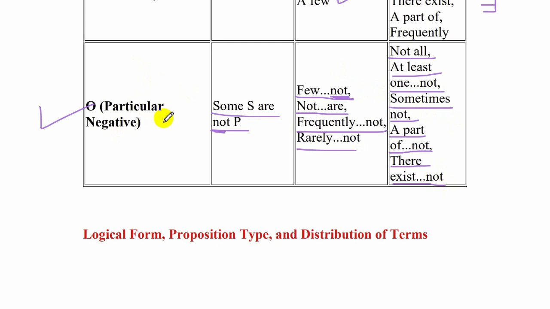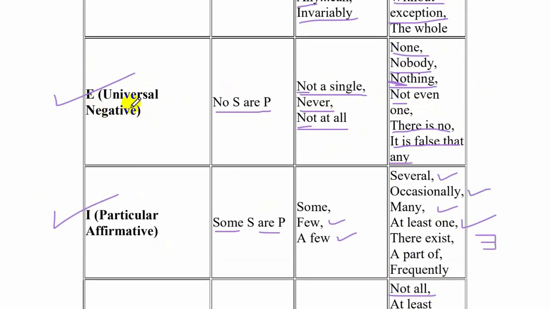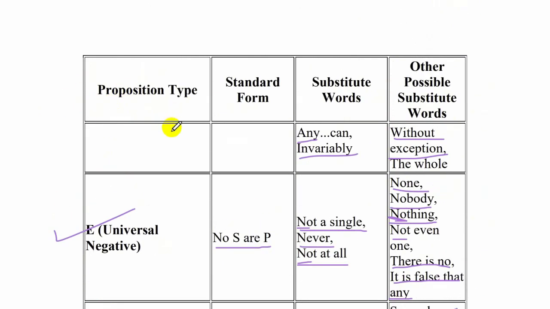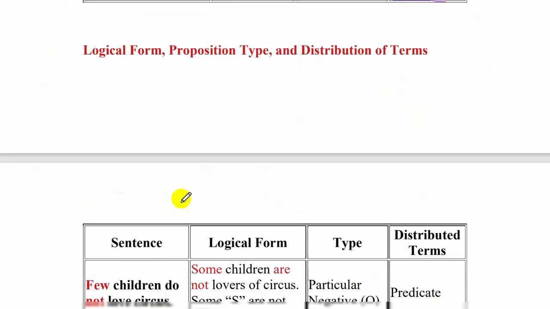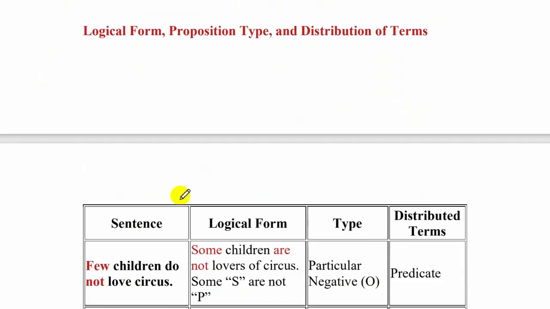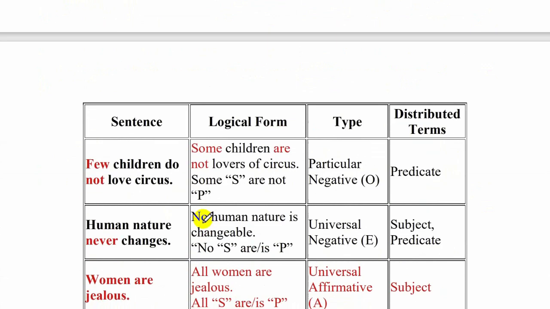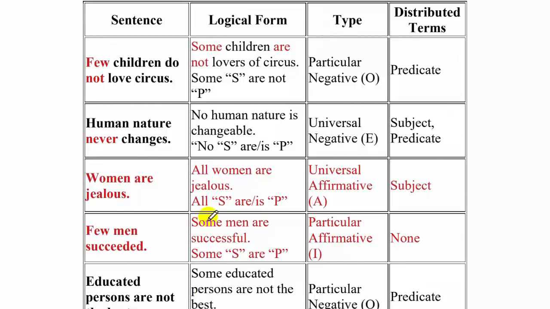So we should be able to determine whether to put it in O particular, I particular, E universal, or A universal, whether negative or positive. You should know what is affirmative and what is negative. They can just tell you to change from universal affirmative to universal negative. So you should understand that they are telling you to change an A type proposition to an E type proposition.